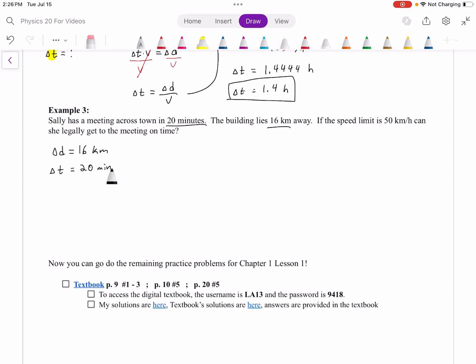There's nothing wrong with that, but we can't compare it directly to kilometers per hour until they're both in the same unit. So in this case here, since I know my speed I'm trying to compare to is kilometers per hour, I'm going to choose to convert this time in minutes to hours. Again, though, you could also convert this to kilometers per minute if you wanted, or you could even convert everything to meters and seconds if you wanted to do that. Okay, but I'm going to choose here to convert these minutes to hours.